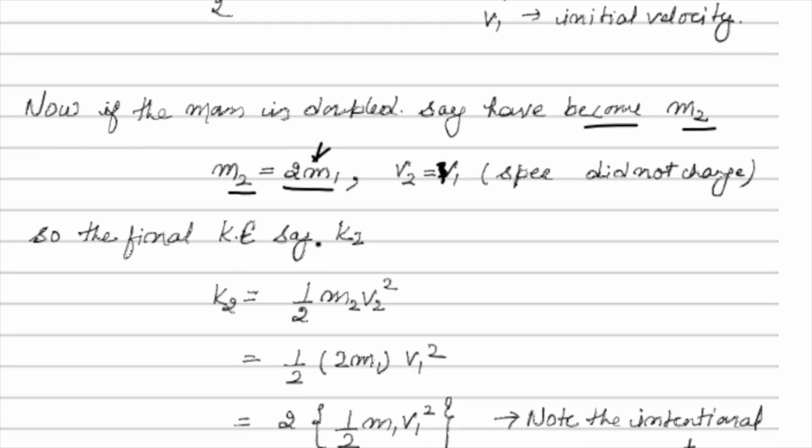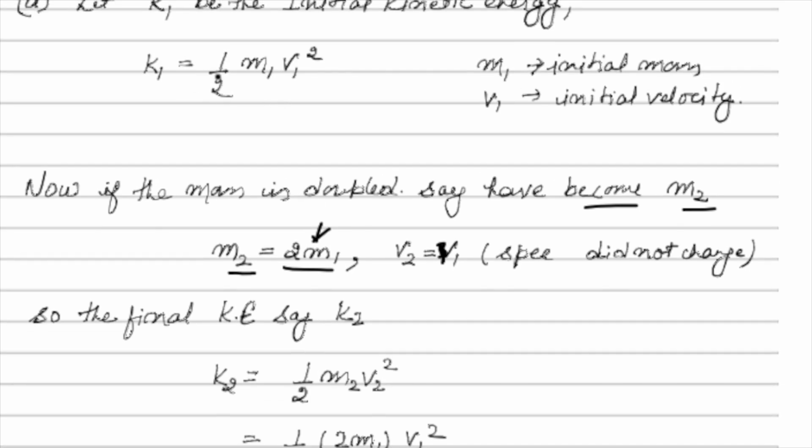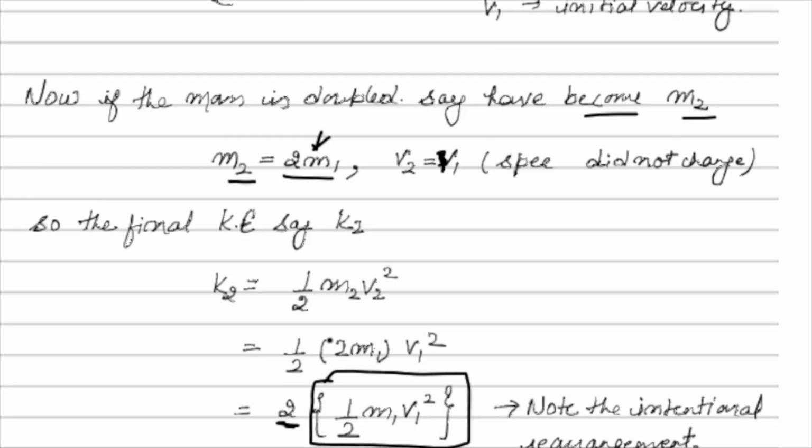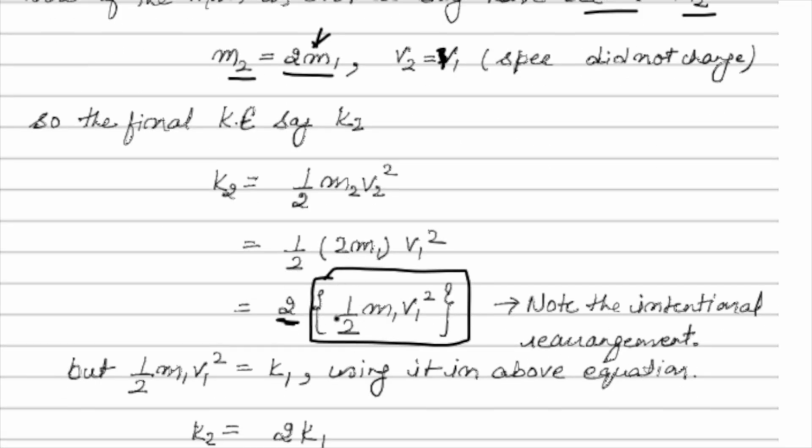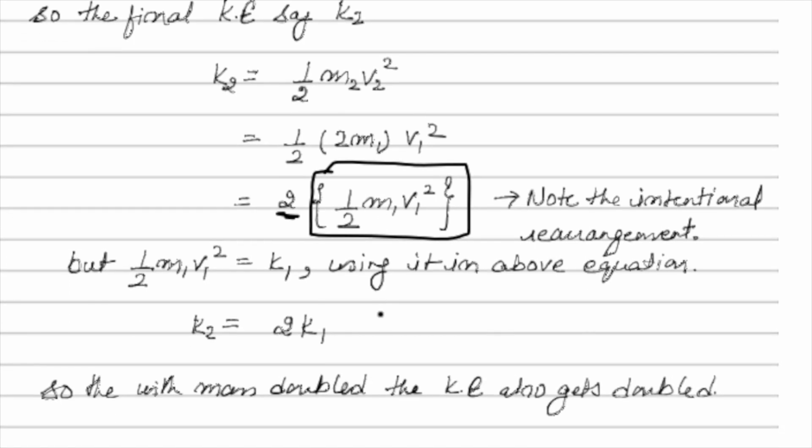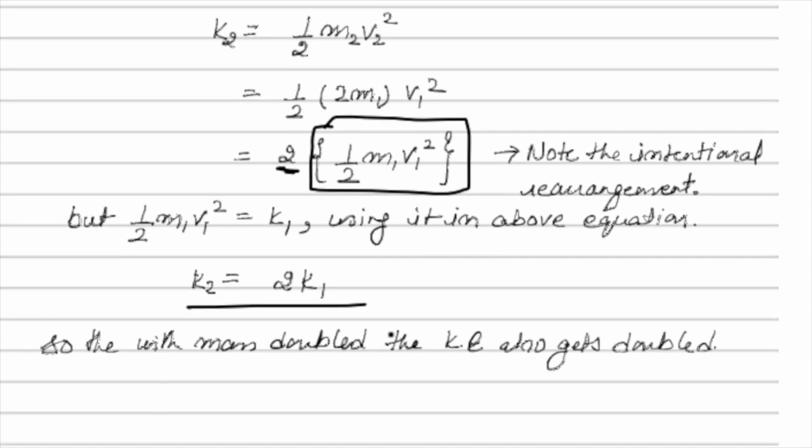So now we will see, putting these values, half m2 v2 square, and then instead of m2 we will put 2m1. We will take this 2 out, and we will keep half inside. Why are we doing this, creating this kind of block? So that we can compare, because this was the initial energy. We have half m1 v1 square as K1. So that's why we rearrange here, so that we get the expression in terms of the initial kinetic energy. So kinetic energy is double the initial kinetic energy.